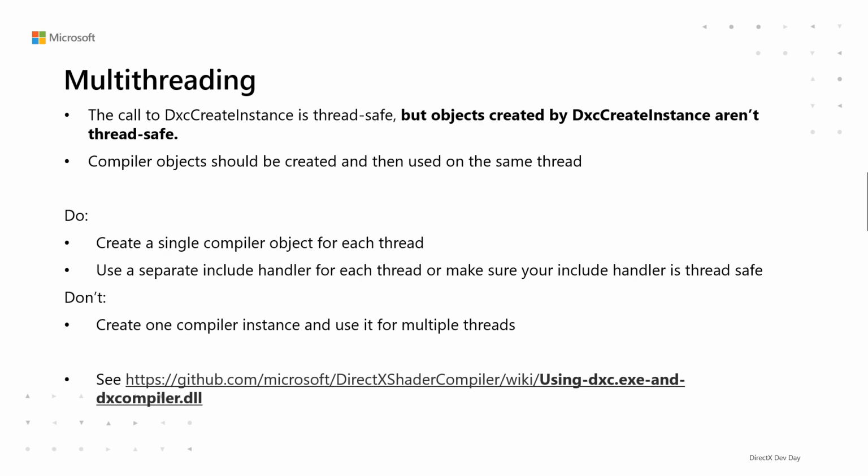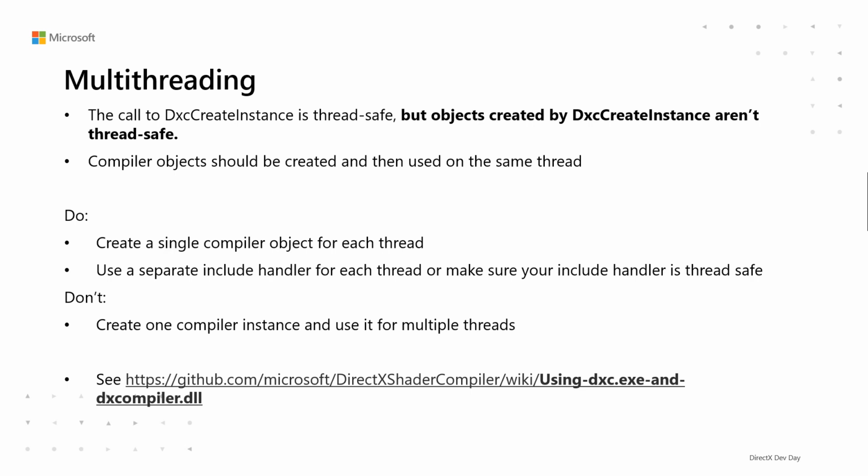And so when it comes to using the compiler in a thread-safe manner, the simplest way I can explain it is you want to create one instance of the compiler per thread, and then you want to start and complete the compilation on the same thread. So a more concise way to say it is the call to DxcCreateInstance in order to generate the multiple instances of the compiler is thread safe. But the objects, primarily the compiler interface created, isn't thread safe. So again, please do create a single compiler object for each thread and use it on that thread.